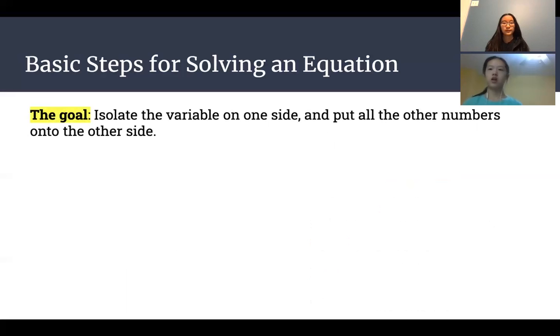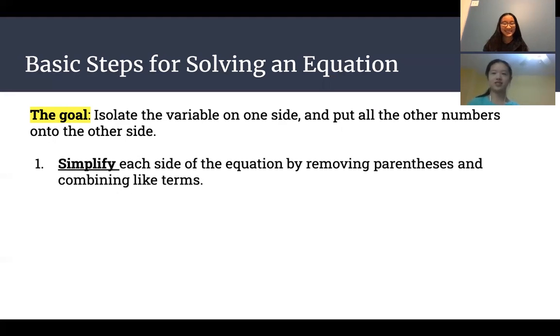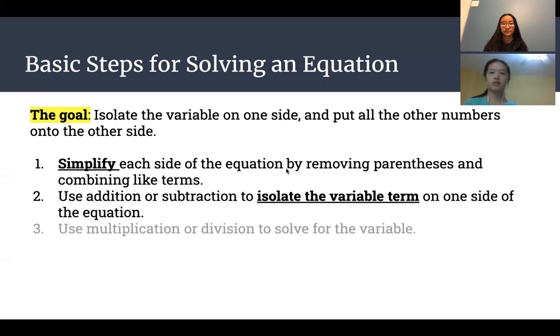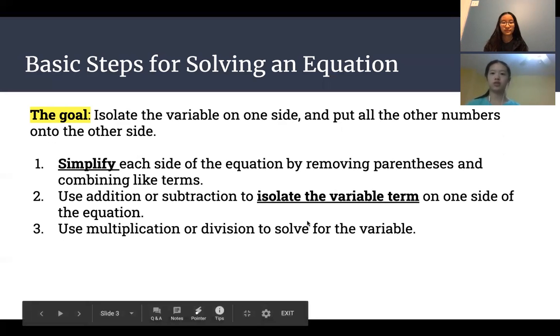So there are some basic steps to solving an equation, and ultimately the goal is to isolate the variable on one side and put all the other numbers on the other side. The first step in solving an equation is to simplify each side of the equation by removing parentheses and combining like terms. And then we use addition or subtraction to isolate the variable term on one side of the equation. And then finally, we solve for the variable using multiplication or division.